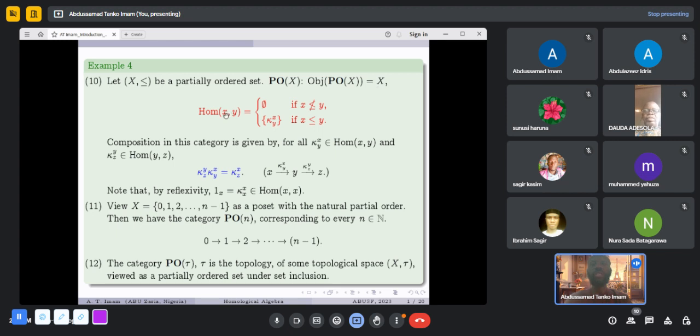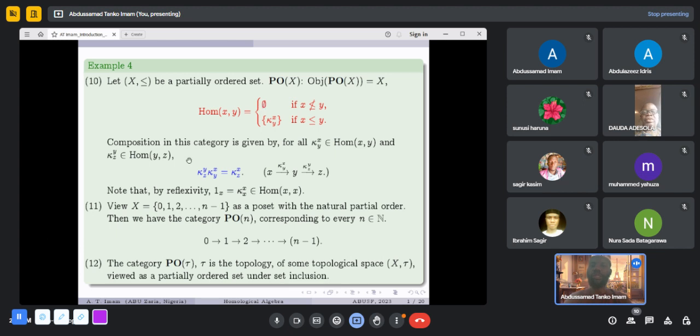And then between any two points in the partially ordered set, x comma y, you define a hom set, the set of morphisms. You describe an arrow from x to y. So there will be an arrow connecting x to y if x is less than or equal to y, and that arrow is labeled kappa xy. This is just a label to signify that this is an arrow between x and y. Otherwise, there is no arrow between x and y, and so the hom set would be empty.